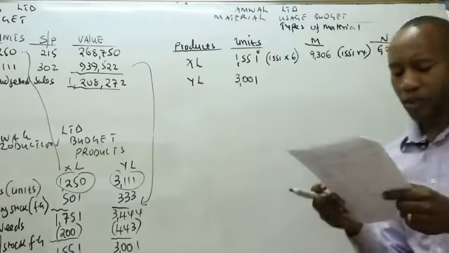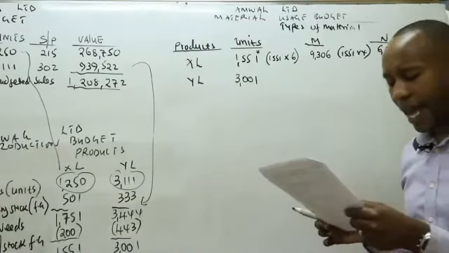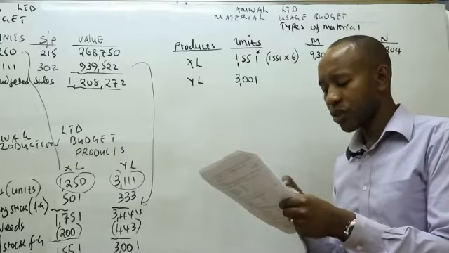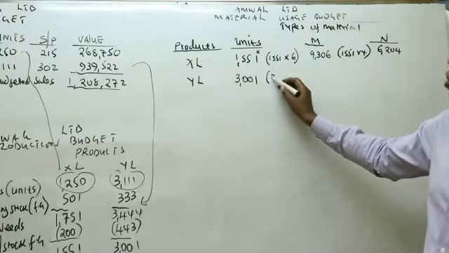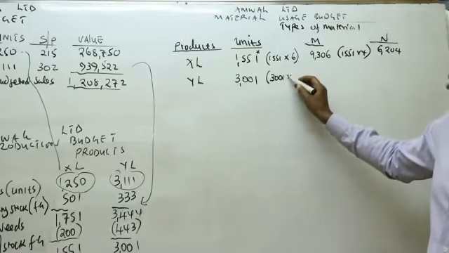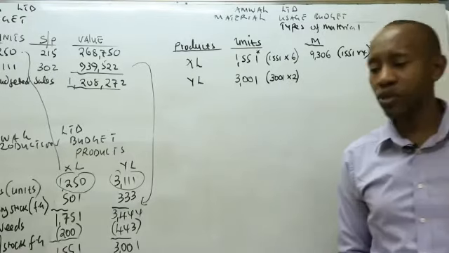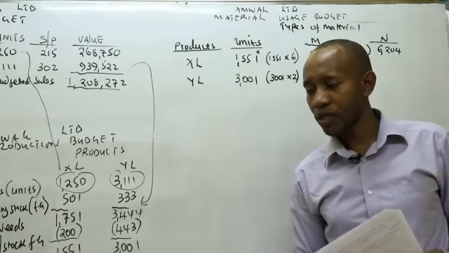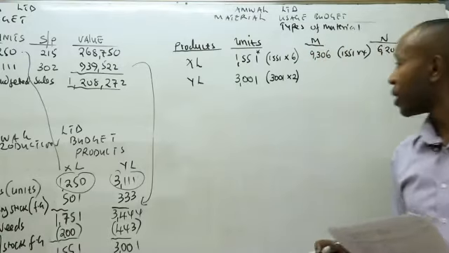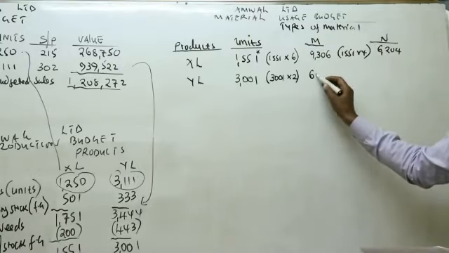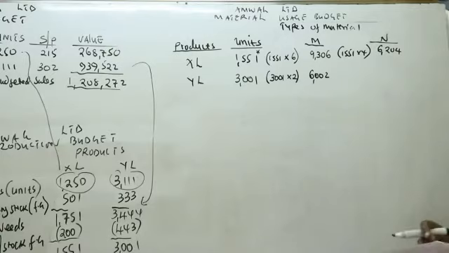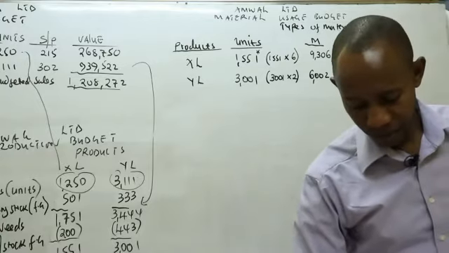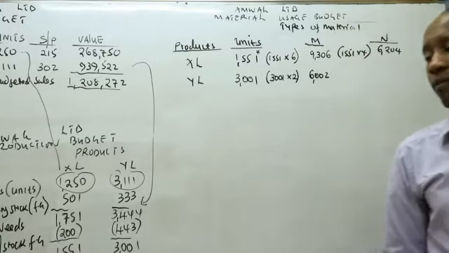So we say to produce 1 unit of YL, we require 2 units of M. What about producing 3001? So it will be 3001 times 2, which will be what? 6002. Very good.